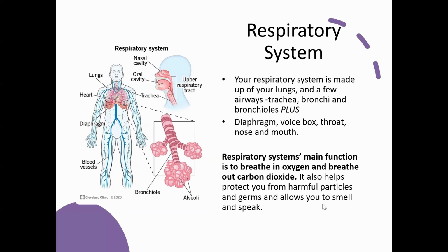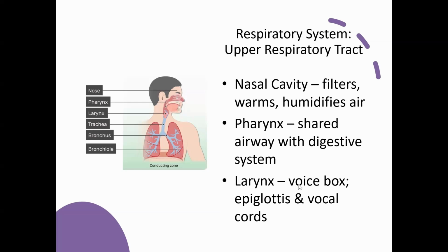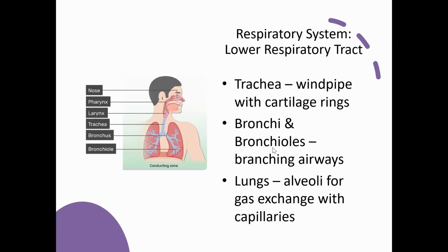Another role of the respiratory system is to help protect you from germs, allows you to smell, it allows you to speak. Okay. Upper respiratory tract: nasal cavities, pharynx, and larynx. So the nasal cavity, the pharynx, and the larynx. The lower respiratory tract is considered the trachea, entering the lungs, the bronchi, the bronchioles, the alveoli, which is where the gas exchange occurs. We'll take a deeper dive into this momentarily.